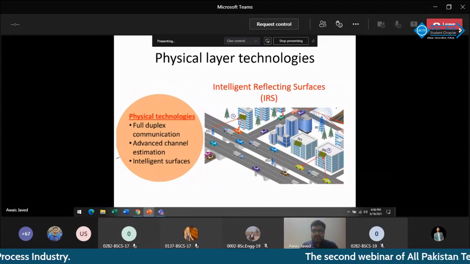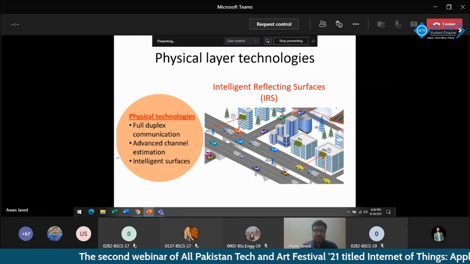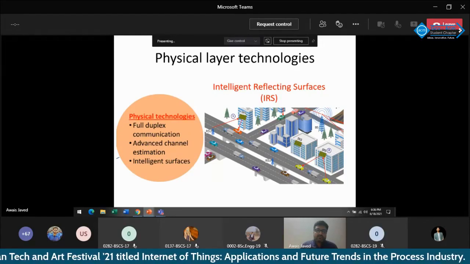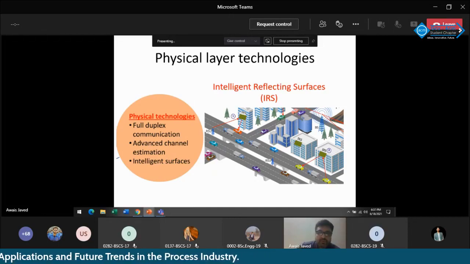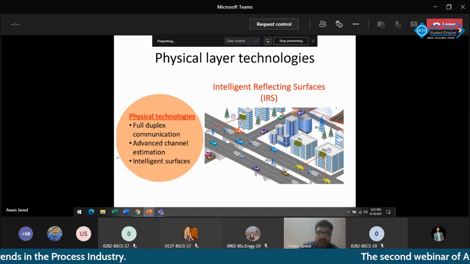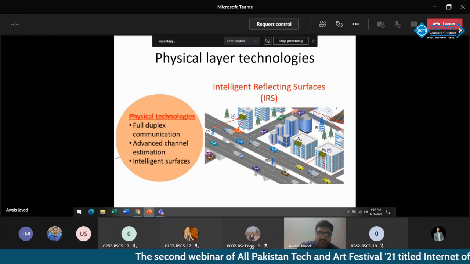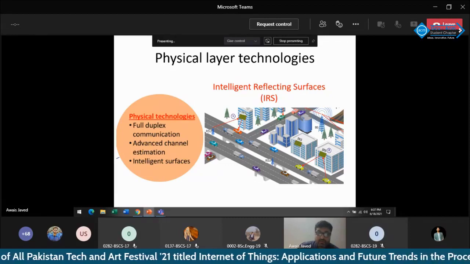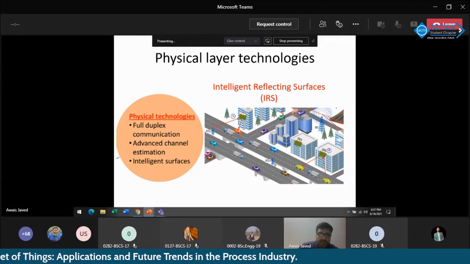Another interesting technology is novel physical layer technologies in 6G. 6G will have technologies such as full duplex communication, which will obviously double the data rate. If you can use full duplex for communication, you will have a big advantage in terms of the data rate. So full duplex communication is a very important technology. Then advanced channel estimation is an important technique to enable, for example, reliable communication. So advanced channel estimation techniques can be established.